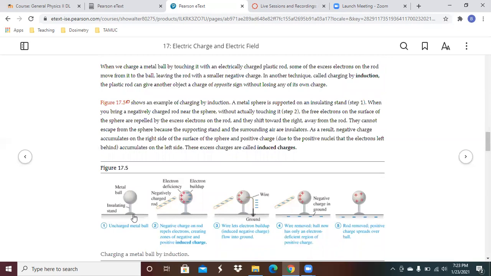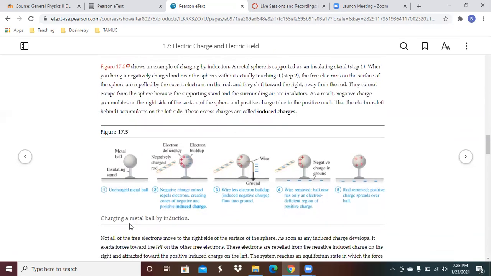So let's take a look at figure 17.5. This shows the example of a charge by induction. A metal sphere is supported on an insulating stand. When you bring a negatively charged rod near the sphere without actually touching it, which is what you're seeing in step 2, the free electrons on the surface of the sphere are repelled by the excess electrons on the rod.